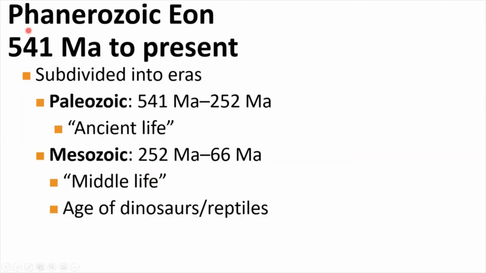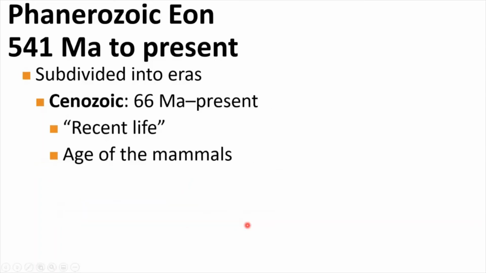Now, when we talk about our Phanerozoic eon, it is subdivided into 3 eras. The first is the Paleozoic, meaning ancient life. That's 541 million years ago to 252 million years ago. The Mesozoic, which is 252 to 66 million years ago. That's middle life, and you'll know that as the age of the dinosaurs or reptiles. And then our Cenozoic, and that is 66 million years ago to present. So that is recent life. Remember, they have the same root, cen, recent. And this is the age of the mammals.